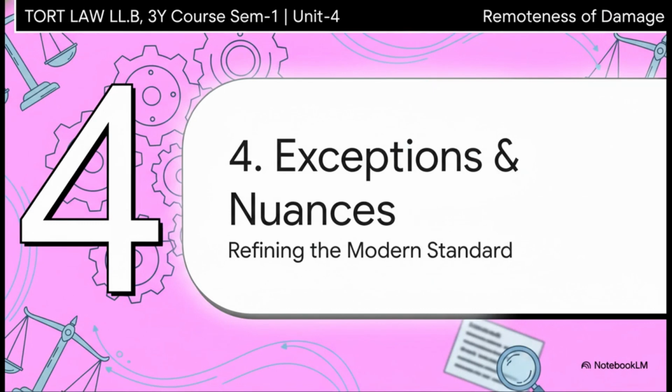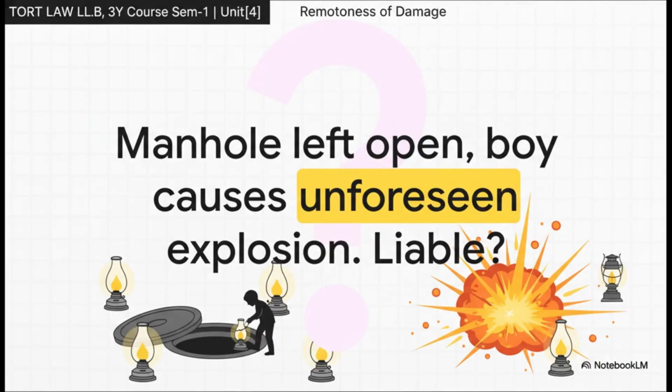However, the modern standard of foreseeability is not without its own complexities. In Section 4, we will examine the exceptions and nuances that have refined this rule. Let us consider a problem. Post office workers leave a manhole open and they surround it with paraffin lamps for safety. An 8-year-old boy then drops one of these lamps into the manhole, which results in a large unforeseeable explosion.